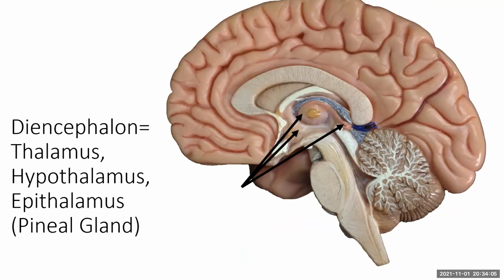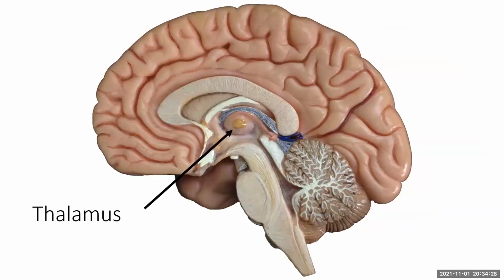And now comes the diencephalon. We'll finish up here with the diencephalon. And there's three parts to the diencephalon. Those arrows are pointing to all three parts. Just know, I'll go through each part individually here in a moment. The diencephalon is made up of the thalamus, the hypothalamus, and the epithalamus.